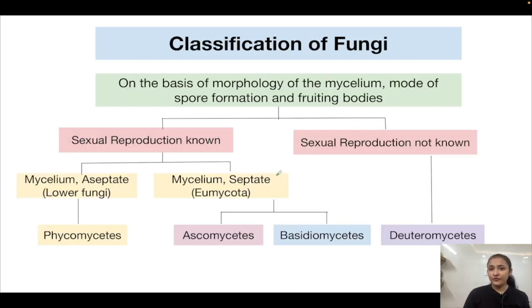Now, classification of fungi. On the basis of the morphology of the mycelium, how the mycelium looks and how it is arranged, the mode of spore formation and the fruiting bodies, fungi are divided into four classes. These are phycomycetes, ascomycetes, basidiomycetes and deuteromycetes. In phycomycetes, ascomycetes and basidiomycetes, sexual reproduction is present, whereas in deuteromycetes, only asexual or vegetative stages are seen and sexual reproduction is not known. That is why it is known as fungi imperfecti.